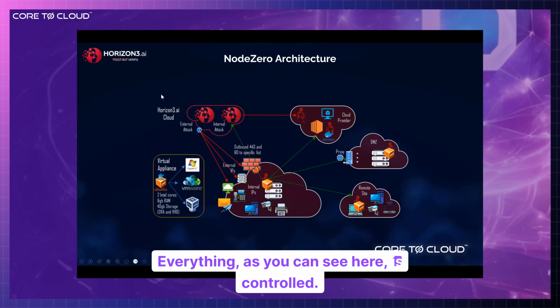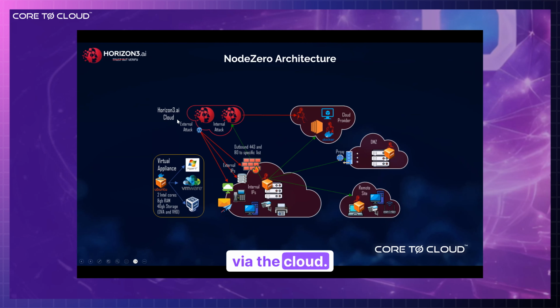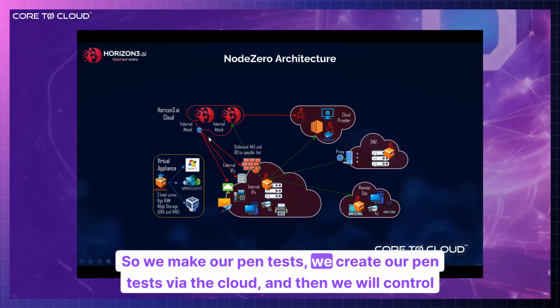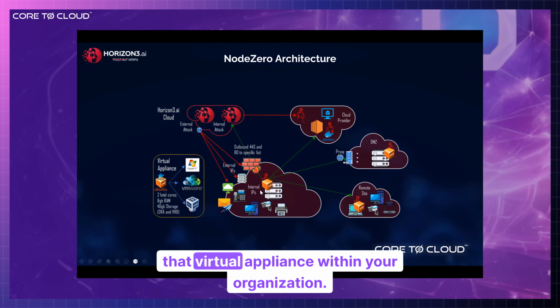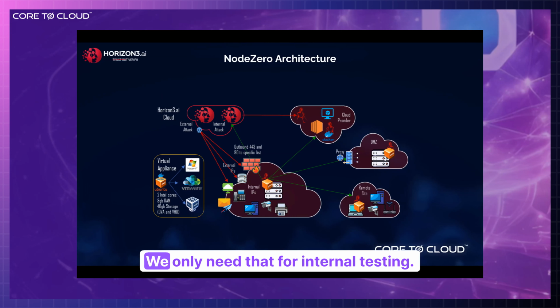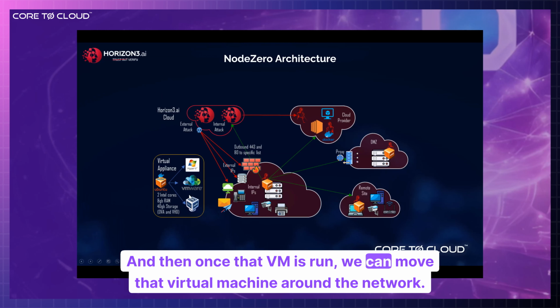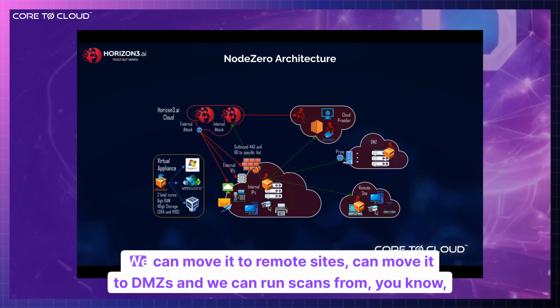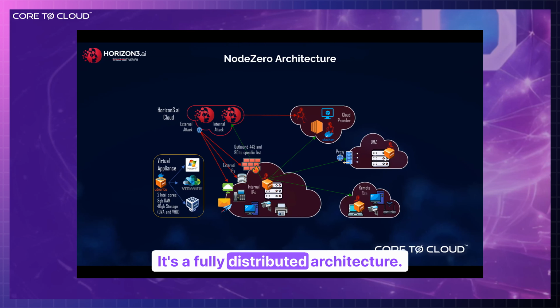Everything, as you can see here, is controlled via the cloud. So we create our pen tests via the cloud, and then we will control that virtual appliance within your organization. If we are testing any cloud providers, AWS, Entra ID, any of these external assets, we don't need that VM. We only need that for internal testing. And then once that VM is run, we can move that virtual machine around the network. We can move it to remote sites. We can move it to DMZs, and we can run scans globally. It's a fully distributed architecture.